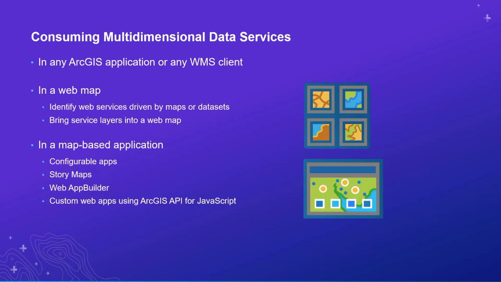Now let's talk about how you can consume this data and what you do with it. You can consume this data in any ArcGIS application or any WMS client. In a web map, you can actually get the map and bring other layers into the web map and work with them. You can also share them or consume them in configurable apps, story maps, and Web AppBuilder. You can actually build a custom map or custom web app.